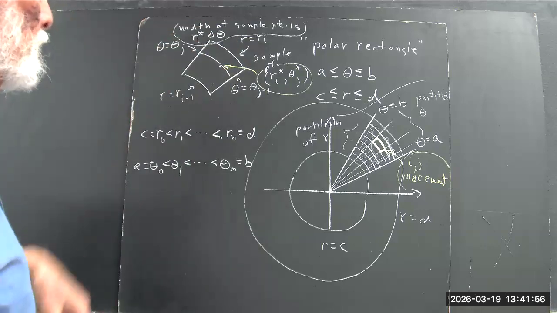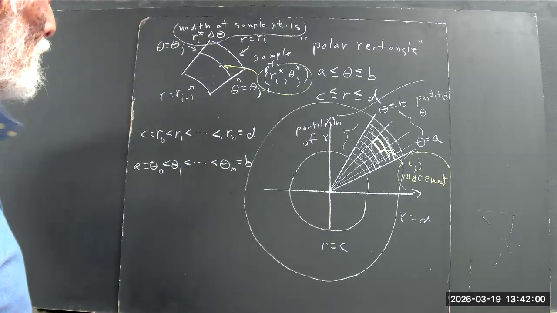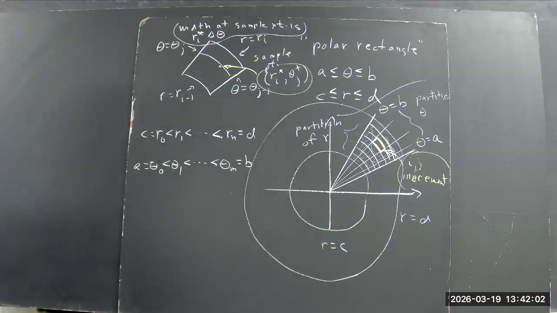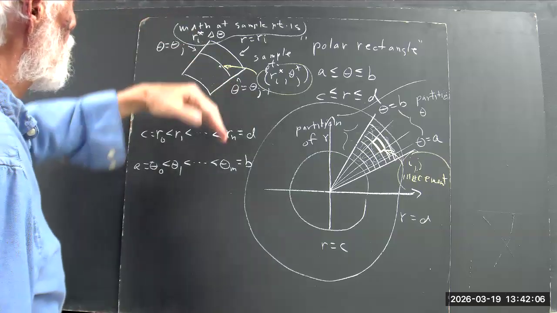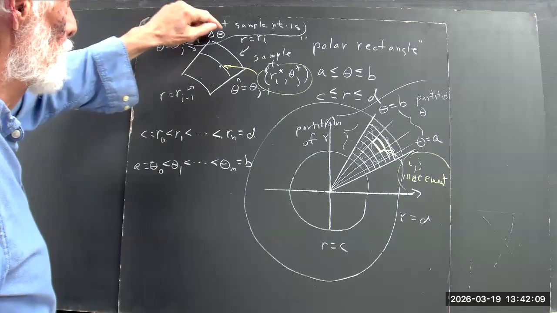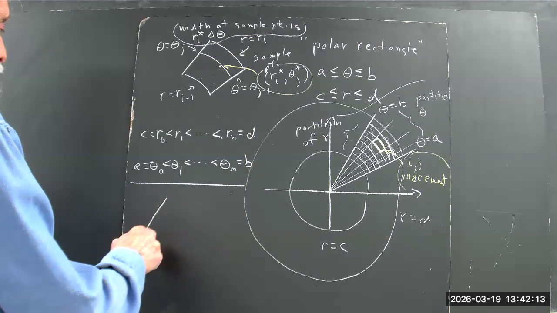So that is it. So the dimensions of this thing, the width we're going to take to just be r sub I star delta theta. So let's say here it is again.